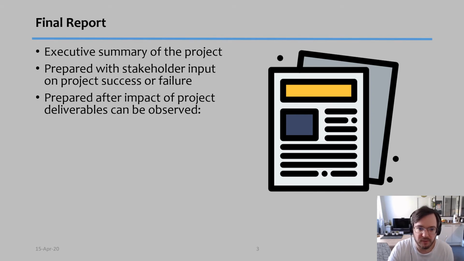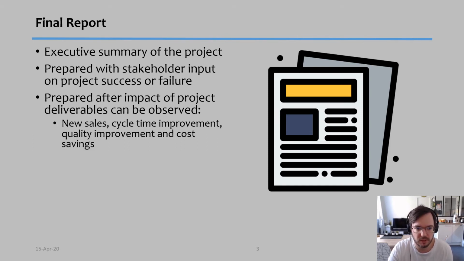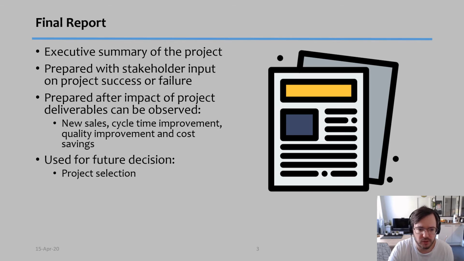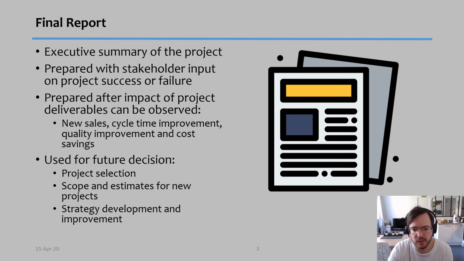This is prepared after the impact of the project deliverables can be observed, and in other words, we need to wait a little bit of time to make sure that we can observe those results. So we're going to observe things like new sales, cycle time improvement, quality improvement, cost savings, and this will depend a lot, obviously, on the project itself. This final report will be used for future decisions of project selection, on scope and estimates for new projects, and on strategy development and improvement. In other words, it's one of the most important documents we generate because it actually will measure the real results that the project had.